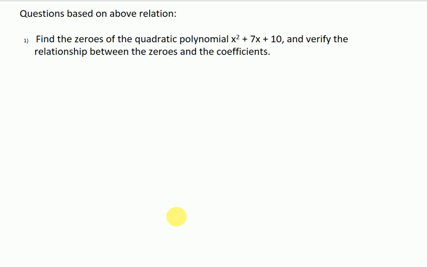So first we need to find out the zeros of the quadratic polynomial. The equation is x square plus 7x plus 10. We have to solve it by middle term splitting. So the product of the two numbers should be 10 and the sum of the two numbers should be 7. So we have to split 7 into two terms whose product is 10 and sum is 7. Those two numbers are 5 and 2. So we need to write the middle term as x square plus 5x plus 2x plus 10.